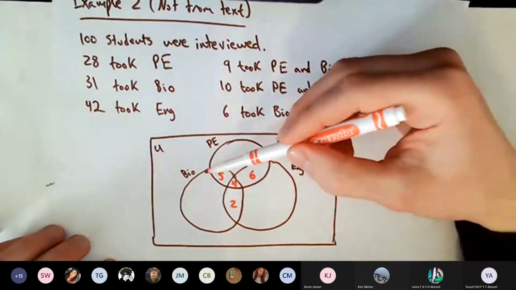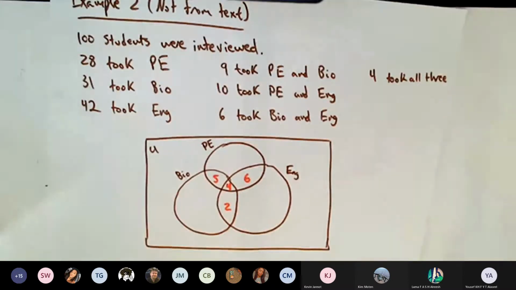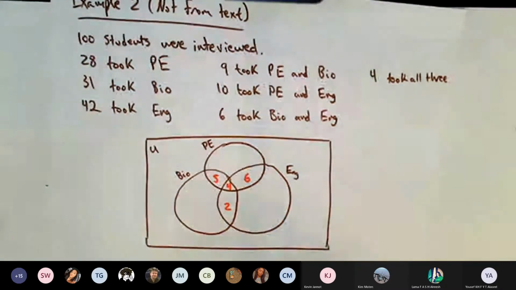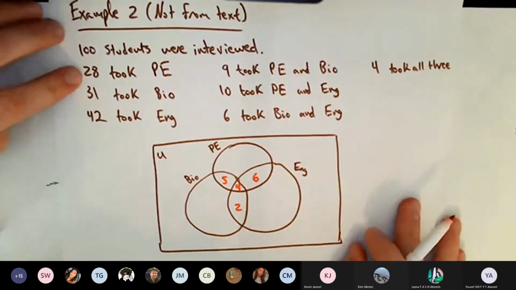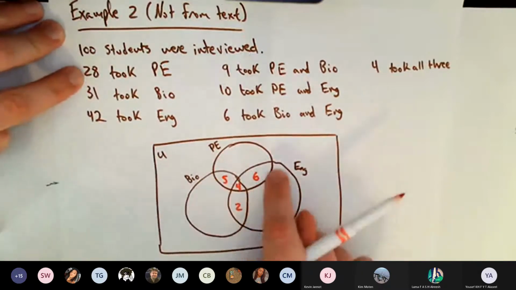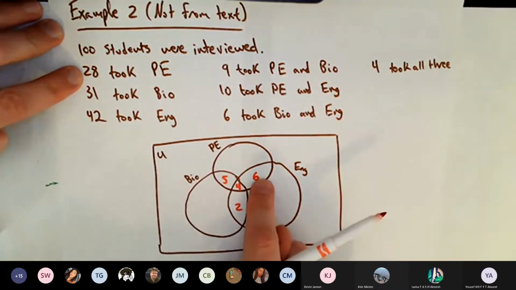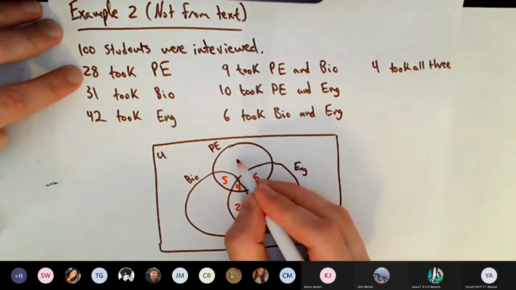PE and biology, the intersection should be 9, but there's already 4 there, so I'm writing a 5. Okay, good. So that idea of adding them up and then taking the remainder and writing it down is going to continue into our next step. If 28 took PE, that means the entire sum of this circle should be 28. So if I want to find this missing piece, I need to think about, what's 5 plus 4 plus 6? And then subtract that from 28 to figure out what goes here.